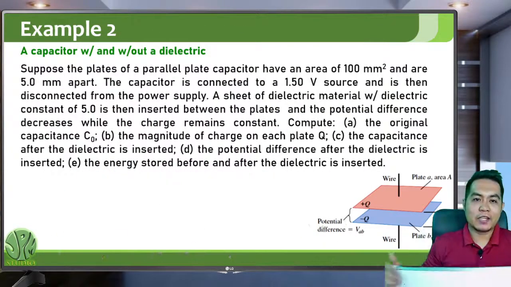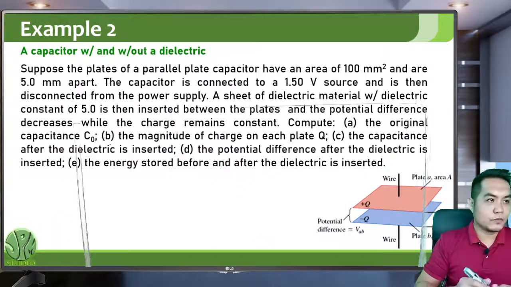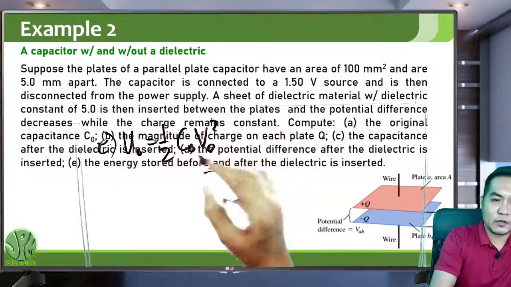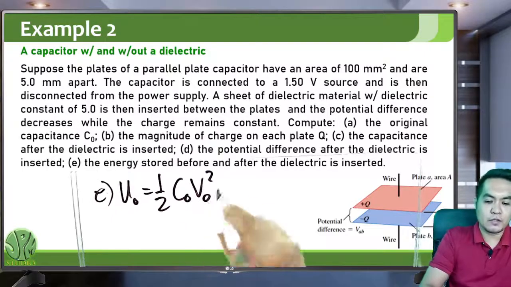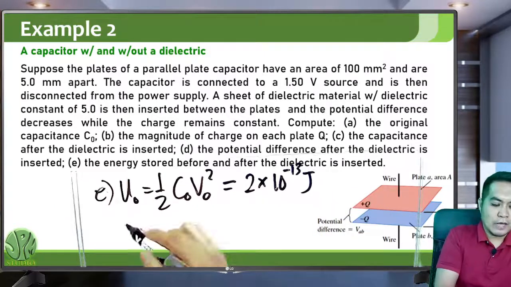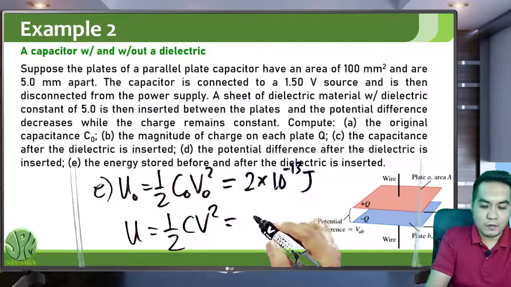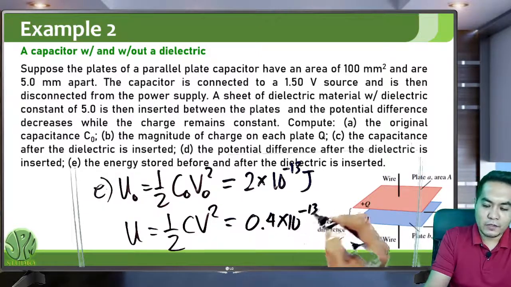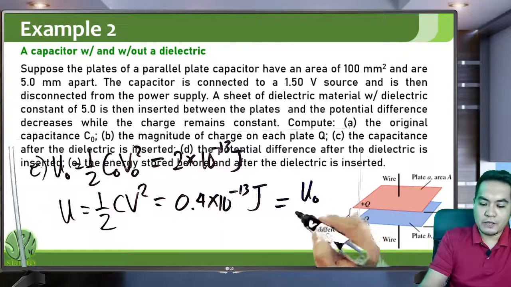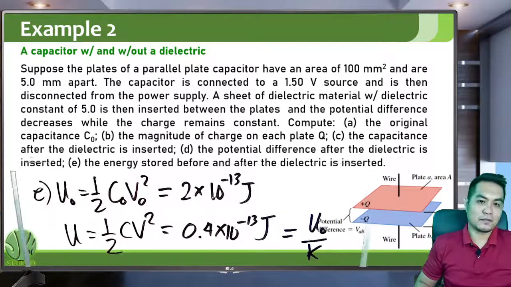And lastly, the energy stored before and after the dielectric is inserted. So for letter E, U naught is just 1 half C naught V naught squared, the original capacitance and the original voltage squared. And this will give you a value of 2 times 10 to the negative 13 joules. And for the final energy, it's 1 half final capacitance, final voltage squared. And you will get a value of 0.4 times 10 to the negative 13 joules. So this is actually the original stored energy divided by K, divided by 5. So this is 2 divided by 5, you get 0.4 times 10 to the negative 13 joules.